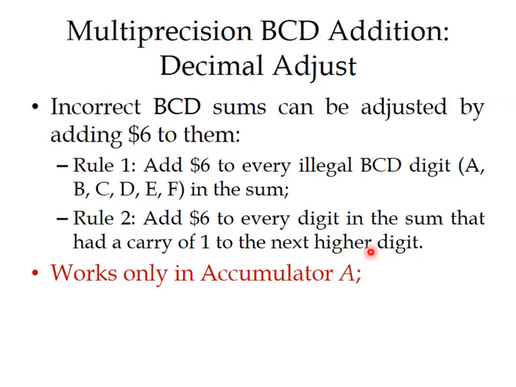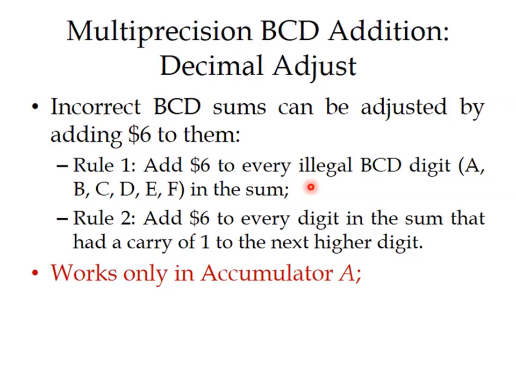Now here are the rules that actually fix any BCD sum. Okay. Now the idea is we have 2 very simple rules. Rule number 1, we always add 6 to every illegal BCD digit. Now what do I mean by illegal digit? We treat A, B, C, D, E, and F as illegal digits in BCD.